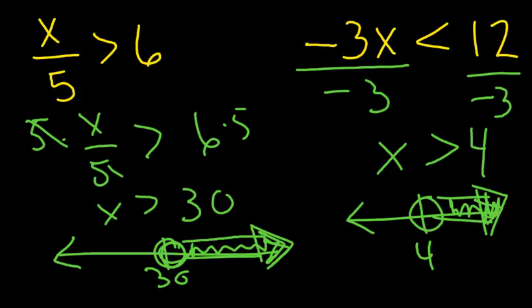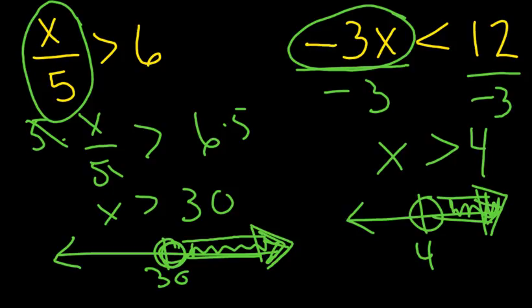The only thing is you've got to remember the sign flip. When does sign flip happen? Sign flip happens when the number with the x is negative, or the number under the x. See, that number's positive, so we don't flip. This number's negative, we flip.